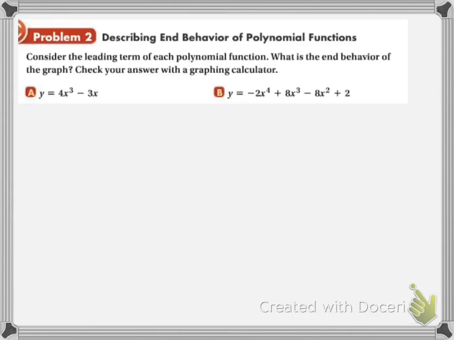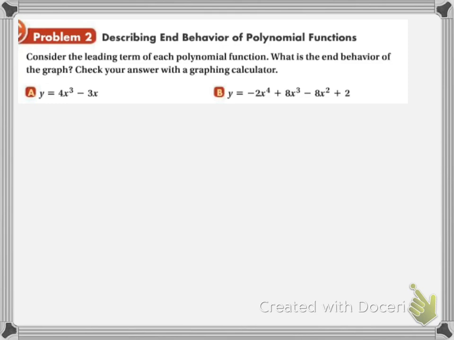So problem 2 is talking about describing the end behavior. Consider the leading term of the polynomial function and the end behavior of the graph. Now check your answer with the graphing calculator. Personally, I would just plug all this in my calculator so you don't really have to remember anything and just watch it, draw it, and you can see where it's coming from and where it's going to. That's the easiest way to do this stuff.